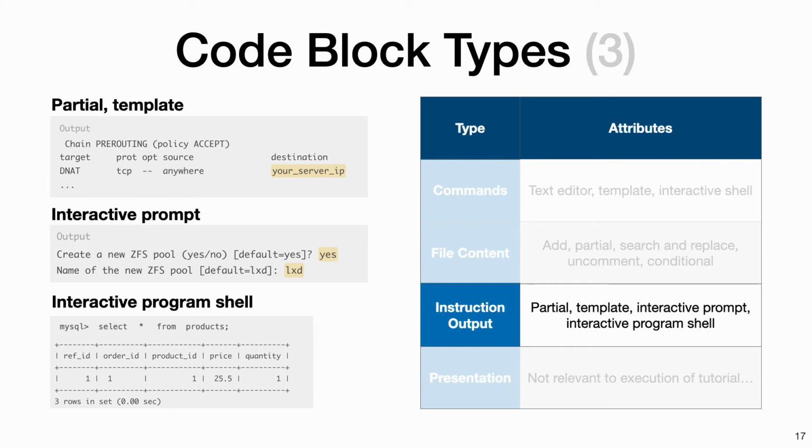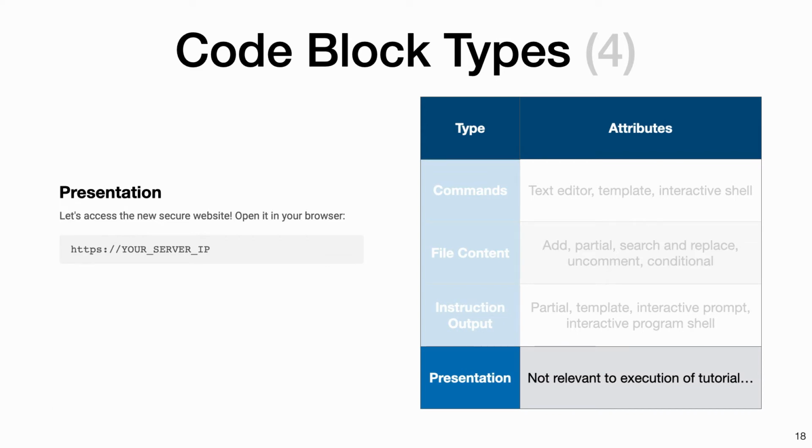And instructions output, which might also be shown partially. It might include template values that the reader needs to update. It might show responses to an interactive prompt, or it might show output from running something in another interactive shell, for example, running a MySQL query. And finally, presentation code blocks, which are not relevant to execution of a tutorial, for example, displaying a URL for the user.